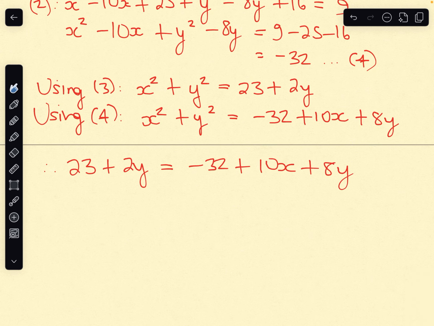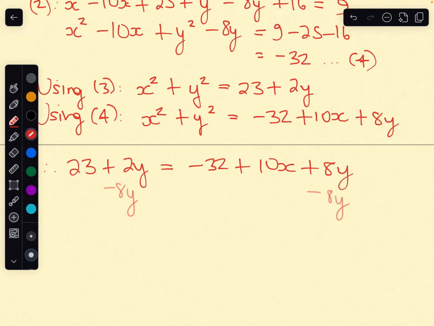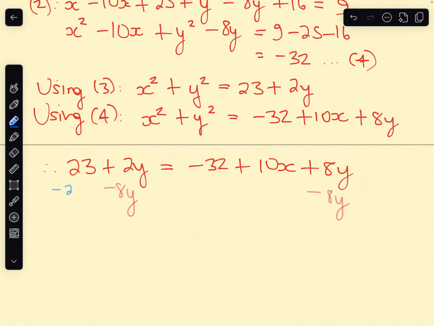So in this case, let's see, maybe I'll isolate the x just because 10 is nicer to divide by, whereas look, it's all arbitrary. It makes no difference. You can choose whatever. I'll move all the y's to one side and everything else to the other. So minus 8y on both sides, and then let's get the 23 onto this side.